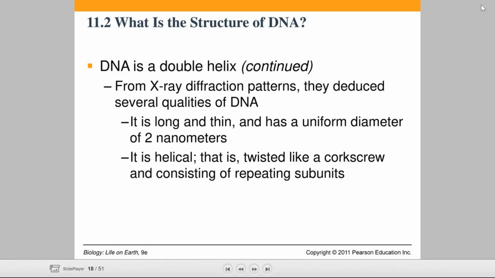And then the second point that they made is that DNA is helical, that is twisted like a corkscrew, and consisting of repeating subunits.